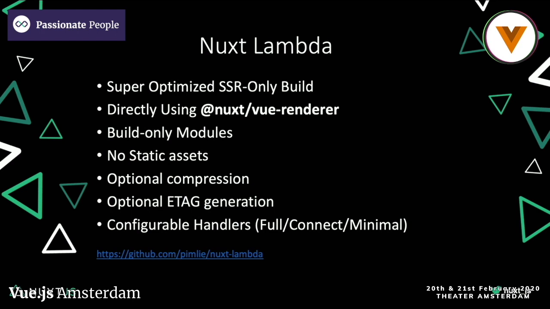One other thing that Pim, one of our other core team members, is working on is Nuxt Lambda, which is a really great idea. We were all surprised by it. The base idea is to create a super optimized SSR-only build. We already made the refactors to separate the renderer. So his idea was, why not just directly use the renderer module for Lambdas? Usually serverless environments provide the higher level things like compression or serving static assets. So for the cold start time, it doesn't make sense to bootstrap everything or bring everything into memory. So we can directly use the Nuxt Vue renderer.